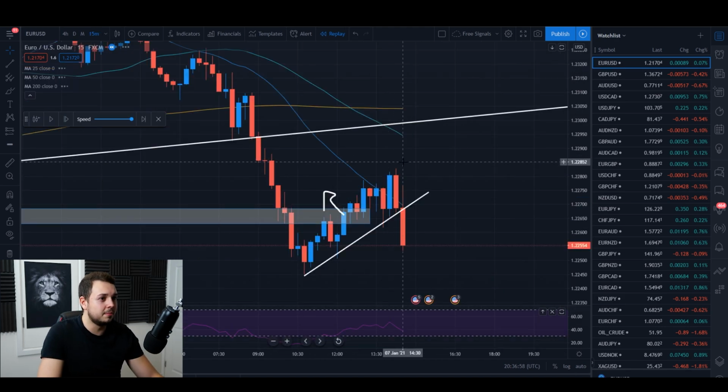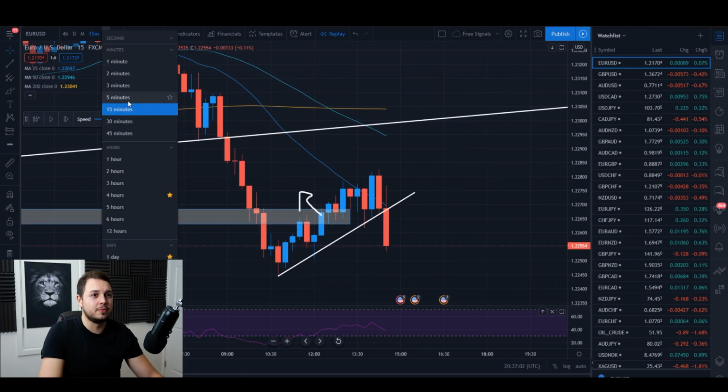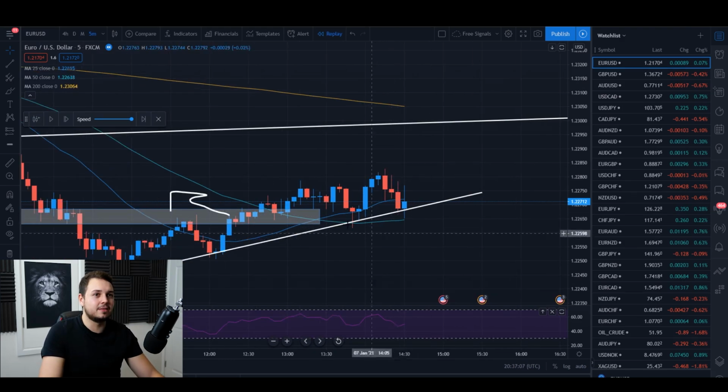Let's have a look at the 15-minute time frame. 15-minute is trying to break it. Over here it's not trying to do that just yet. So we're waiting for a bearish engulfing candle.